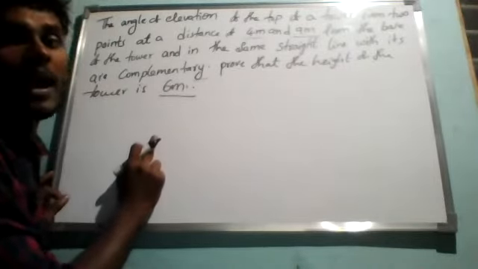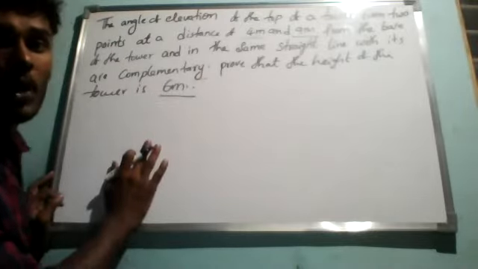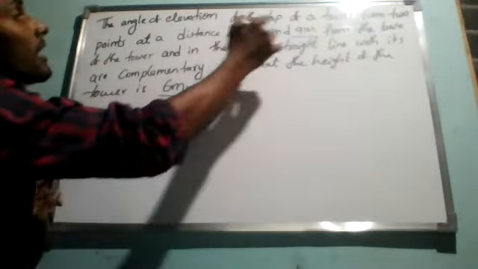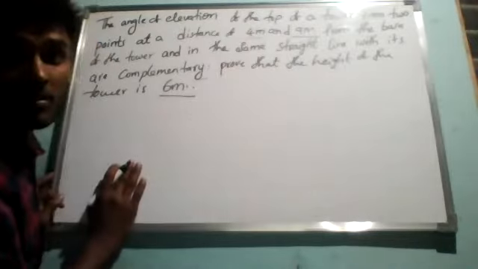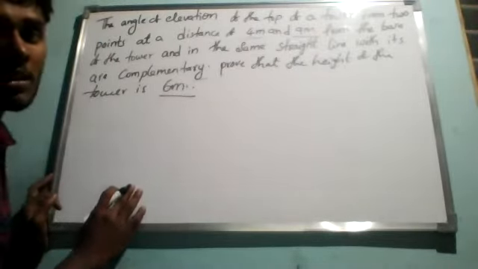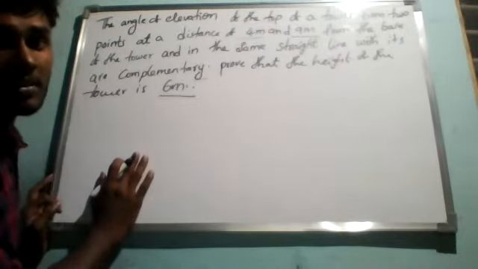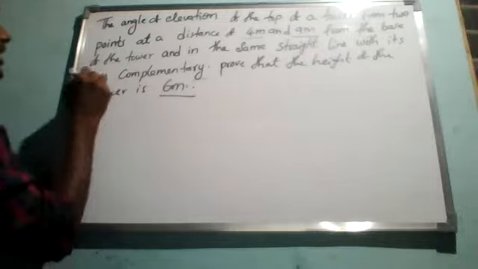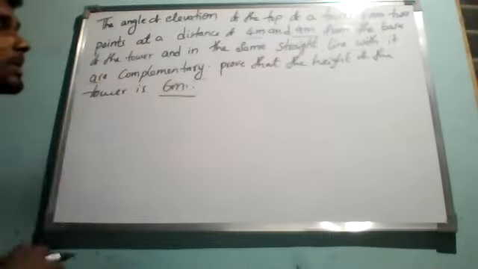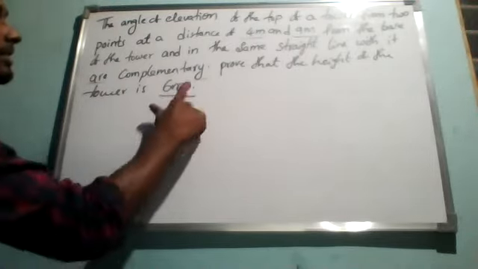What they're saying: the angles of elevation of the top of a tower from two points at a distance of 4 meters and 9 meters from the base of the tower, and in the same straight line with it, are complementary. So prove that the height of the tower is 6 meters.